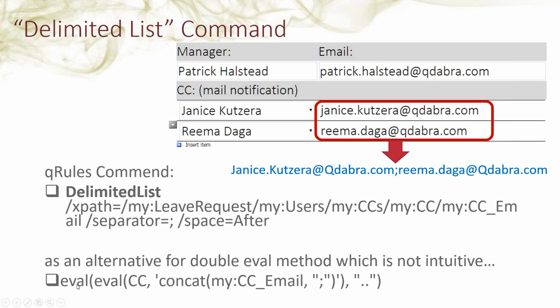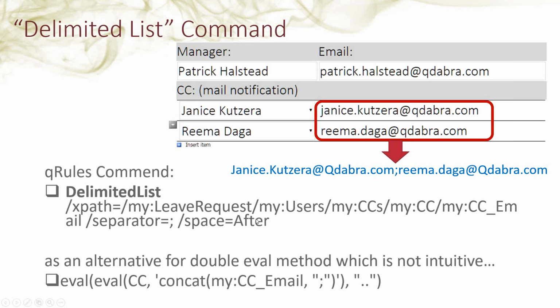Someone may already be familiar with the technique to concatenate strings from a repeating table using eval. But this is not intuitive, and I have a tough time writing this kind of rule. But there is an easier way using SharePoint, using qRules. We have the delimited list command. Then we can set the XPath for the repeating table.